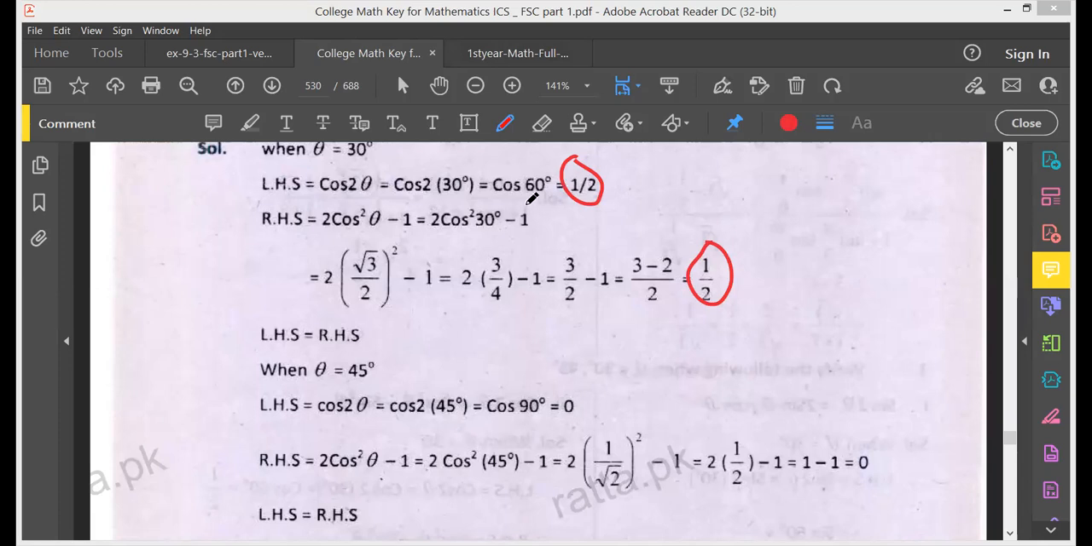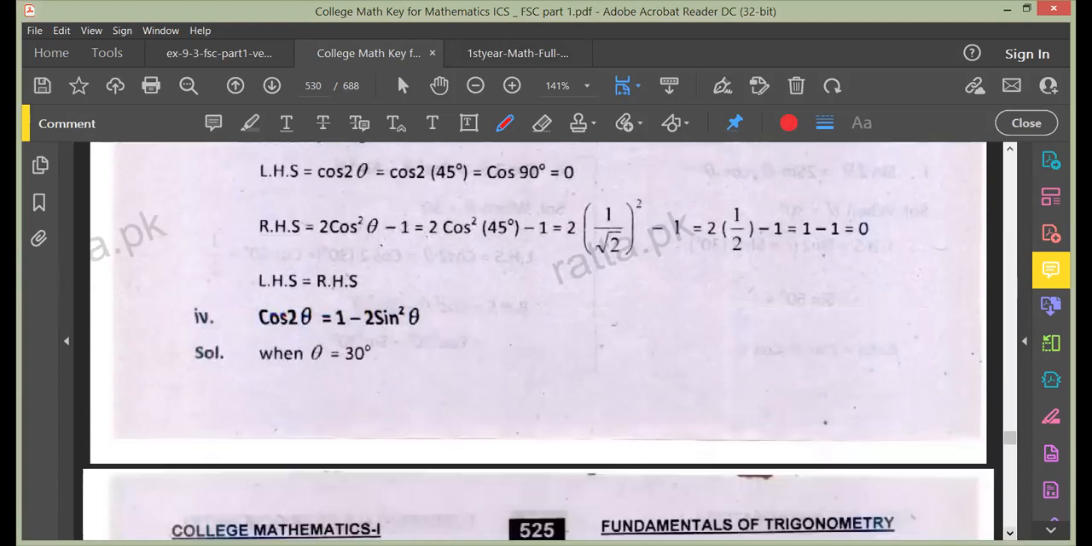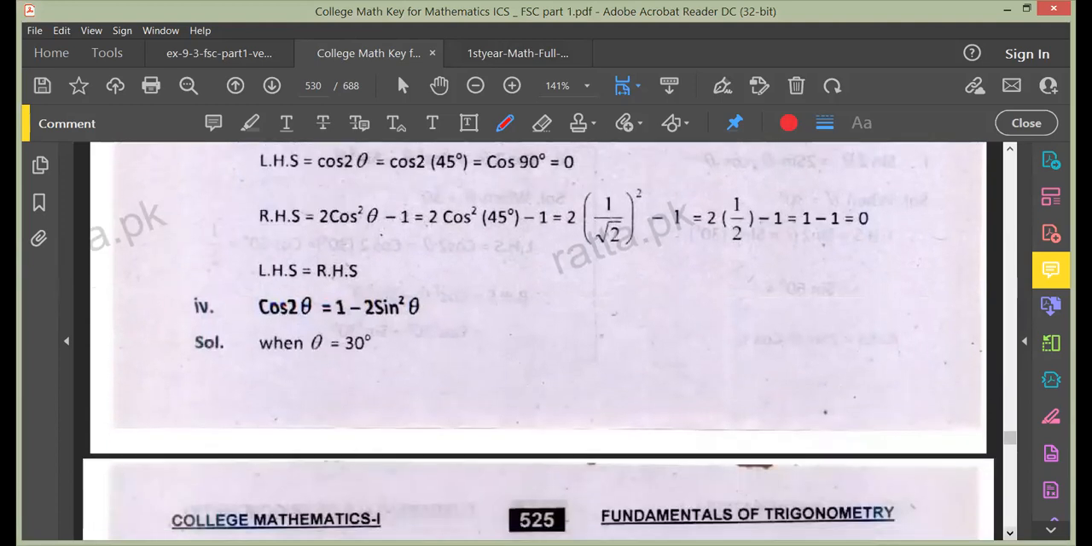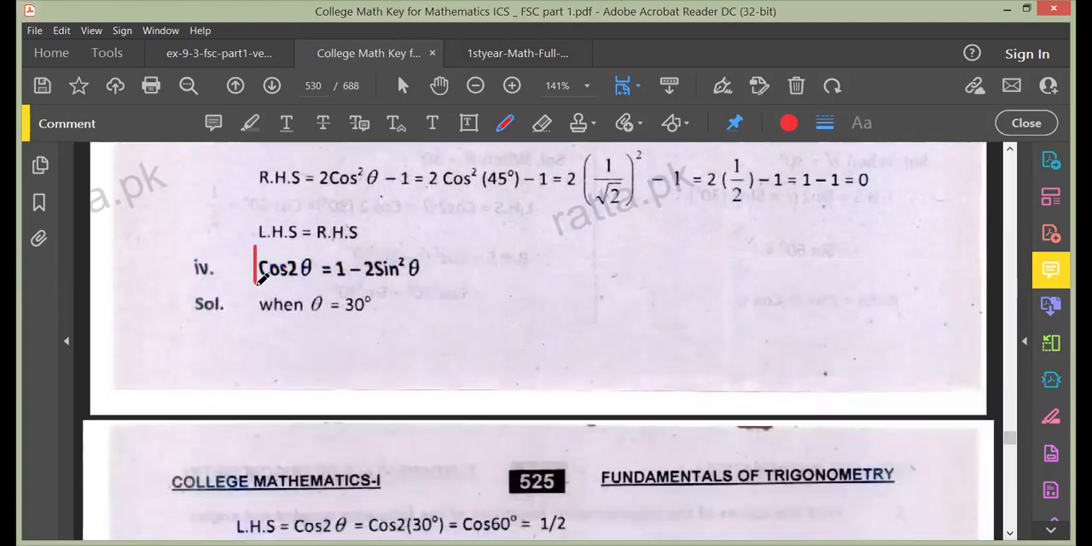So if we use θ = 45, then cos 2θ will be equal to cos(2 × 45), so cos 90 will be equal to 0. So this is question 3 third part. Similarly, we will do question number 3 part number 4, which is cos 2θ = 1 − 2sin²θ.